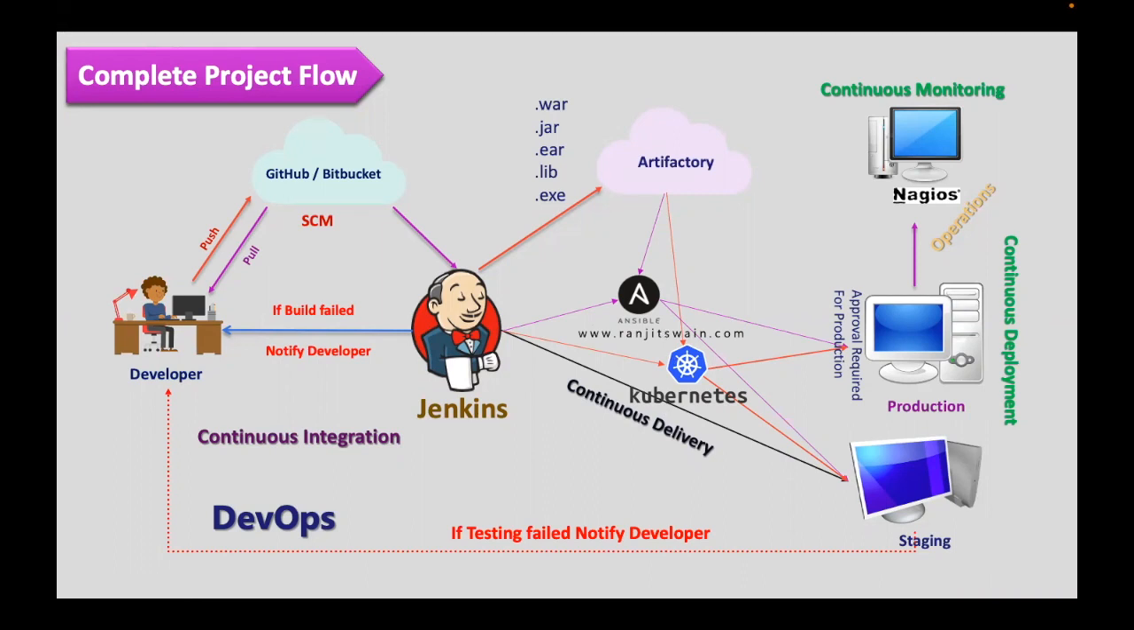Let's see all these setups I have done from scratch. Step by step, you'll learn how a developer puts the code into GitHub and automatically the code gets built by the Jenkins server and then delivered to the respective environment.